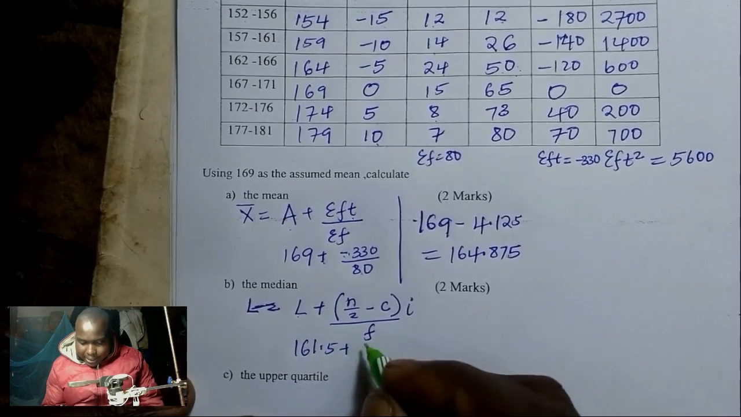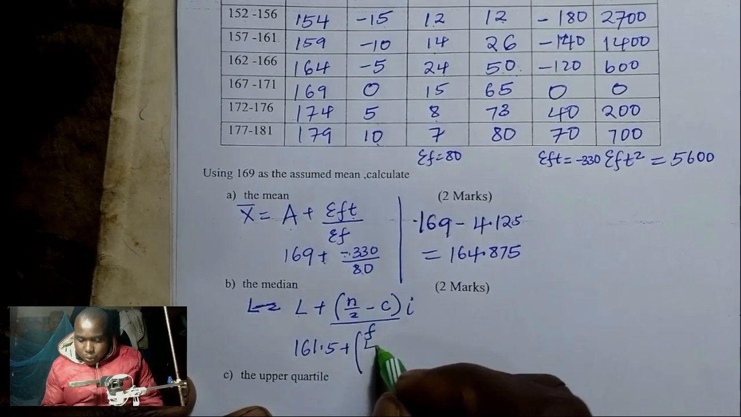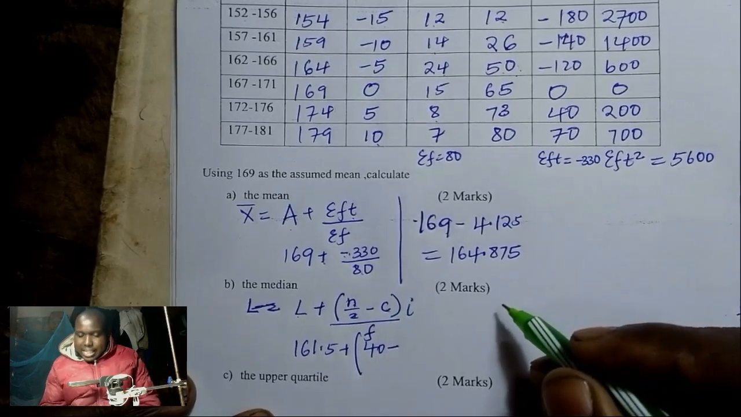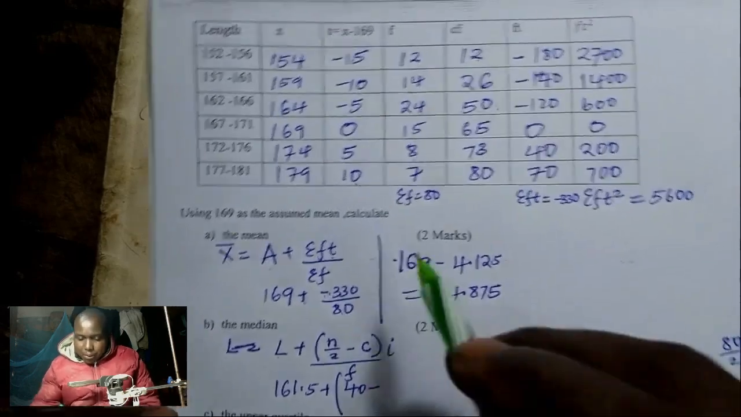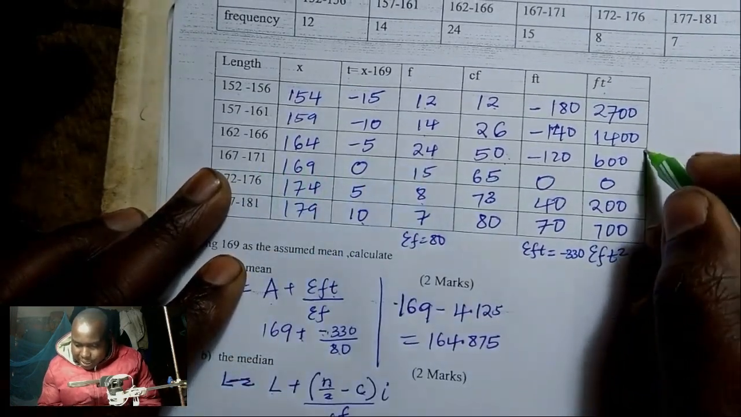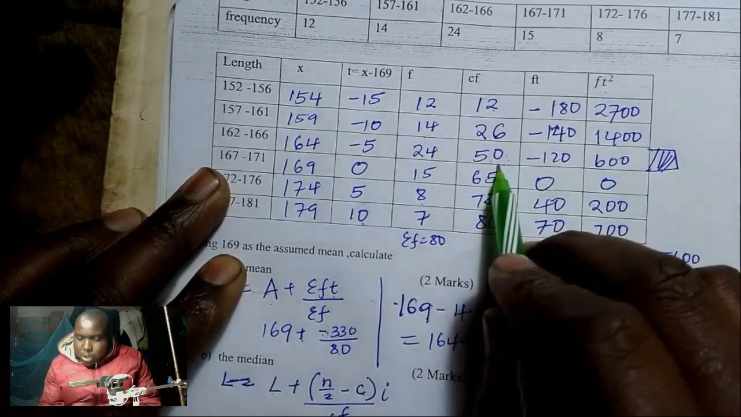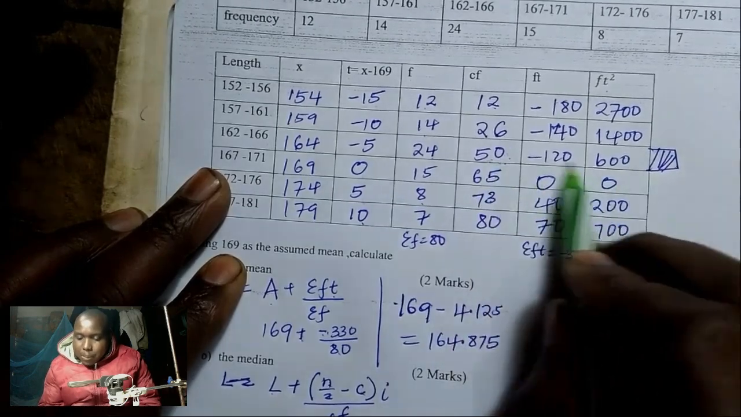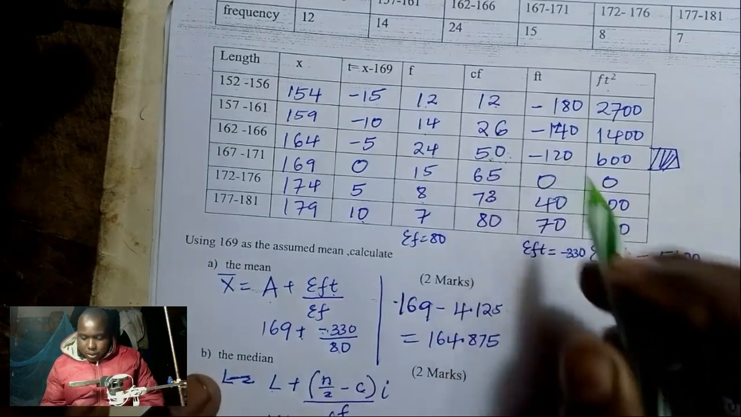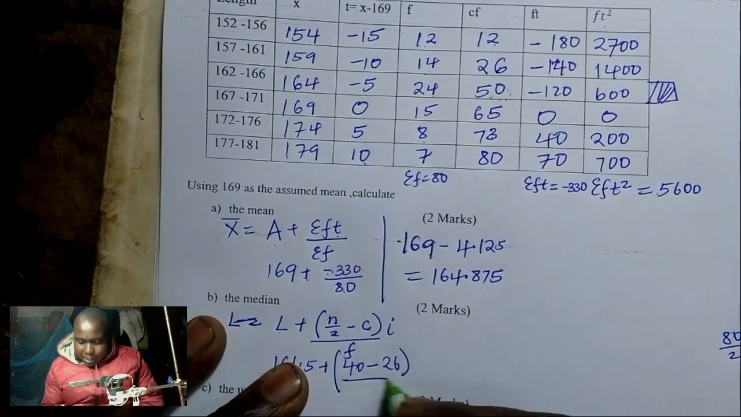So our L is 161.5 plus, you open bracket, N is 80. 80 divided by 2 is 40, minus C. What is C? C is the cumulative frequency above. So this is our median class. The cumulative frequency above our median class is 26. That is what is called C, which is 26. You close the bracket, divide by F.